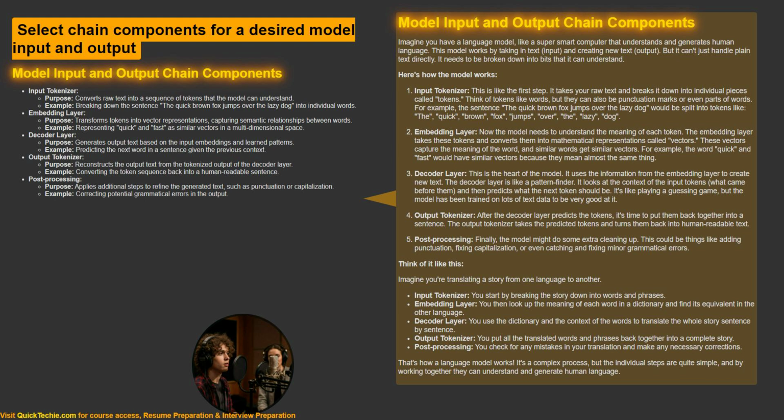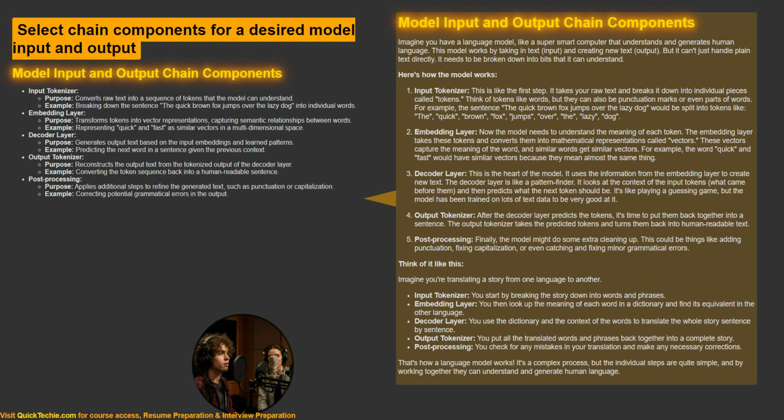4. Output tokenizer. After the decoder layer predicts the tokens, it's time to put them back together into a sentence. The output tokenizer takes the predicted tokens and turns them back into human-readable text. 5. Post-processing. Finally, the model might do some extra cleaning up. This could be things like adding punctuation, fixing capitalization, or even catching and fixing minor grammatical errors.